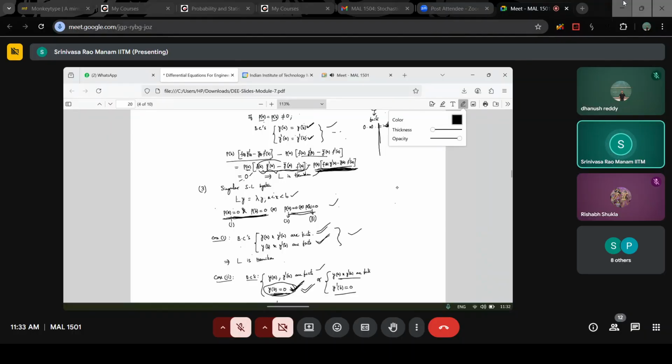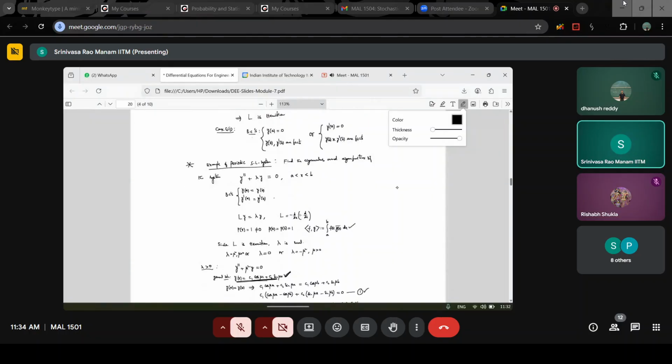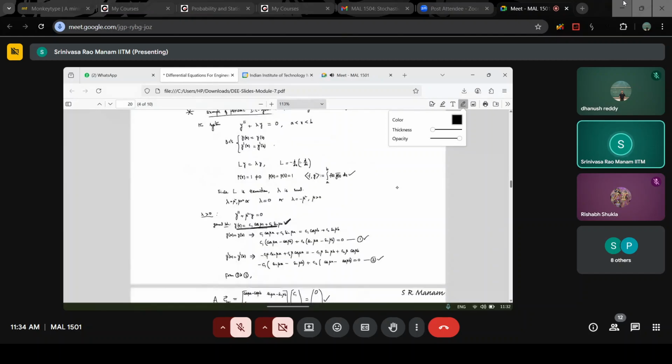If both are 0, then P of A and P of B are already 0, and this quantity is finite. So 0 into finite is 0, minus 0 into finite. That's how it is self-adjoint. So the boundary terms are 0, which means L is self-adjoint. So in all three systems, the singular, periodic and regular systems, these equations are basically self-adjoint.